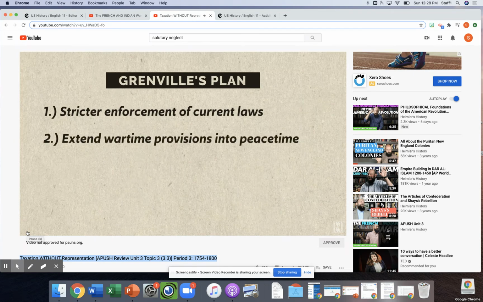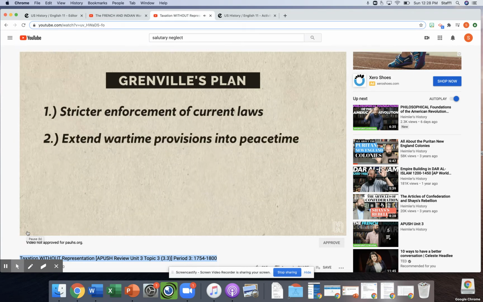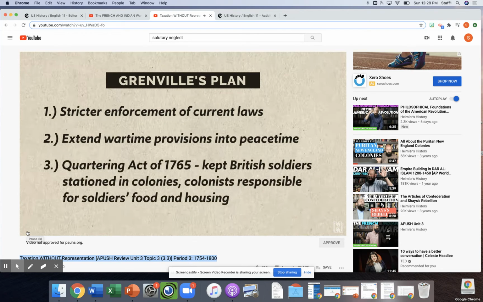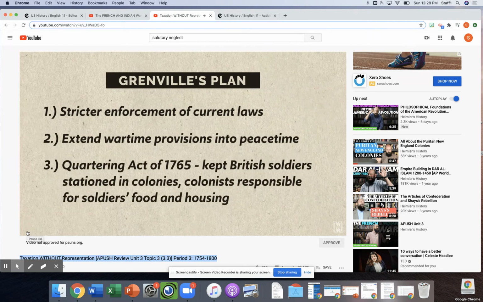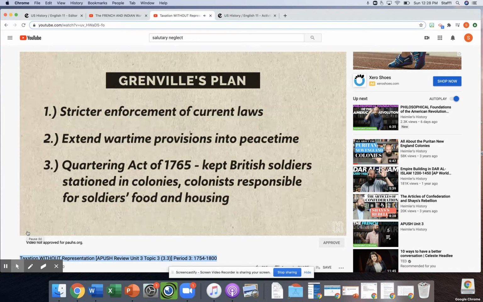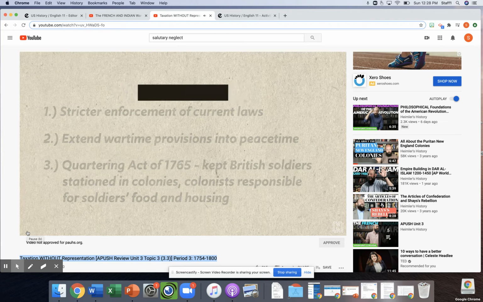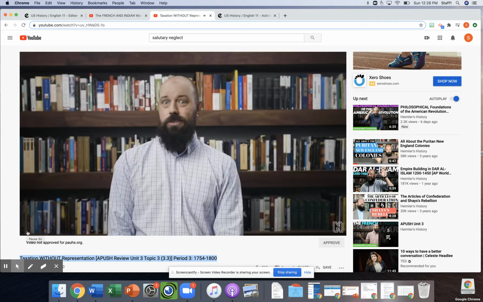Second, Parliament decided to extend wartime provisions into peacetime, and here we got the Quartering Act of 1765. This law kept the British soldiers stationed in the colonies in order to enforce this British clampdown, and just for funsies, it also meant that the colonists were responsible for providing food and housing for these soldiers. And baby, the British are just getting started.